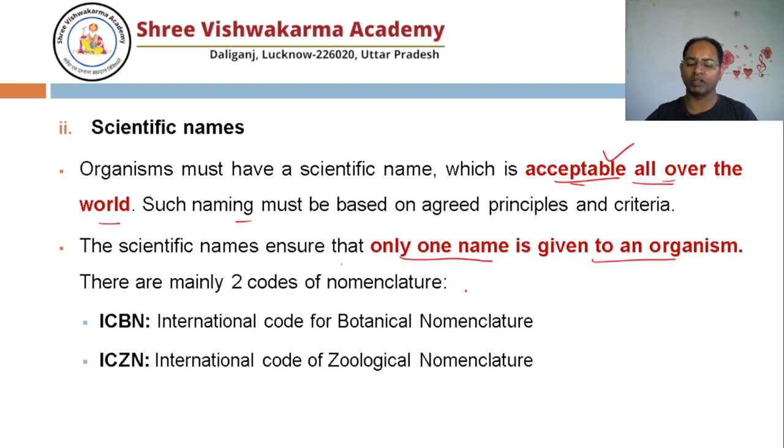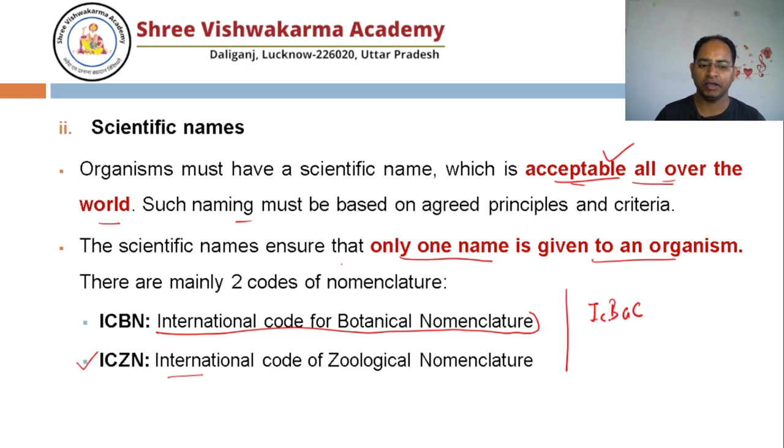So there are codes for nomenclature, although there are more. But as of now, I am telling you two codes. First is ICBN, International Code of Botanical Nomenclature, which means if any plant is there, its name will be kept as per the rules of ICBN. If any animal, that will be kept as per the rule of ICZN, International Code of Zoological Nomenclature. If any bacteria, its name will be kept as per the International Code for Bacterial Nomenclature. If any virus, the name can be kept as per ICVN, International Code for Viral Nomenclature. As of now, we are concentrating only on two things as per the NCERT.